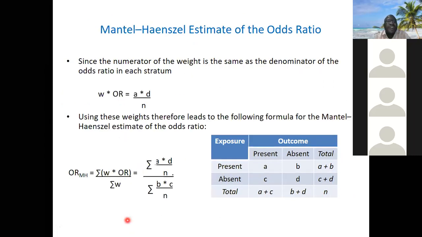Now, for the odds ratio, since the numerator of the weight is the same as the denominator of the odds ratio, it can be written like this. So the weight multiplied by the odds ratio. If you look at the formula for the odds ratio, you now substitute this weight. You remember the weight is the denominator of the odds ratio over N. So you change the formula, and the weight times the odds ratio is equal to AD over N. The same thing for this one.